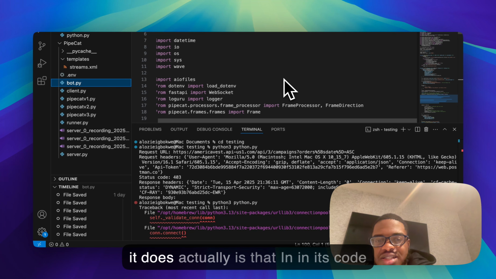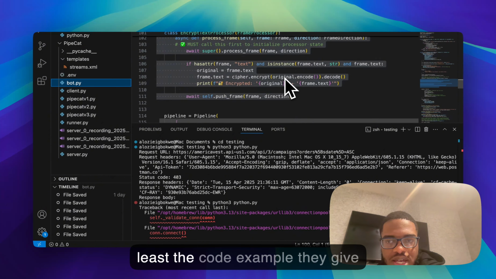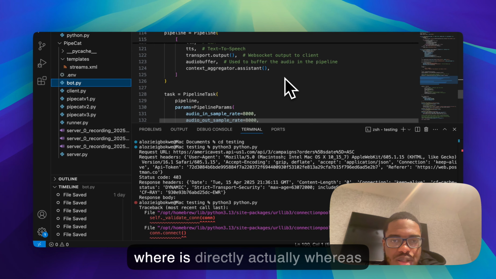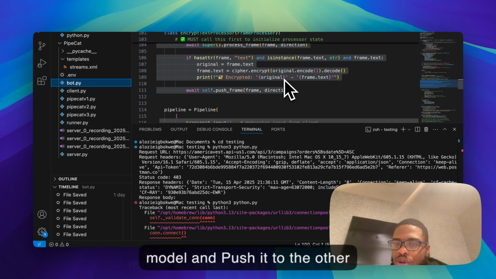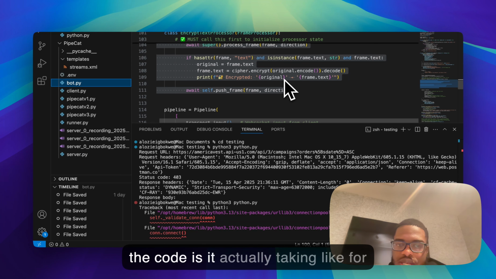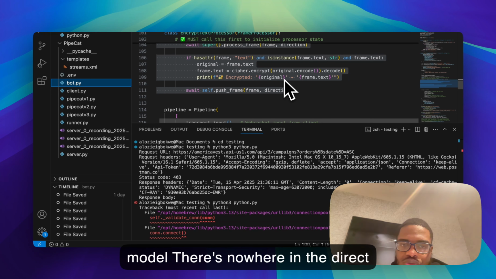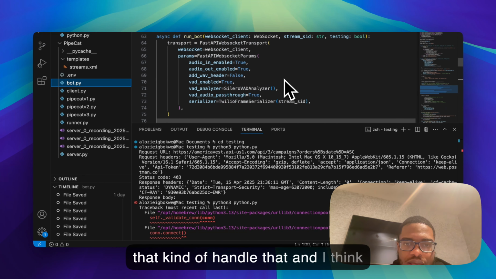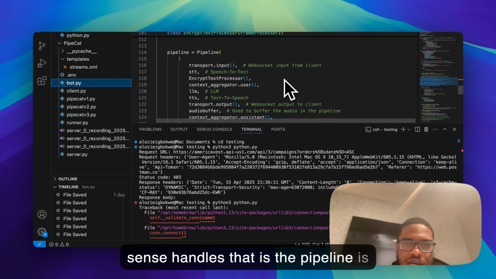But what Pipecat does is that, at least in the code example they give you, there's nowhere in the code where it's directly taking the data from one model and pushing it to the other model. So when I say that, I mean nowhere in the code is it actually taking, for example, the Scribe text from the STT model and pushing it to the LLM model. There's nowhere in the direct code. It's actually the libraries or frameworks of Pipecat that handle that. And I think the specific framework that handles that is the pipeline framework.